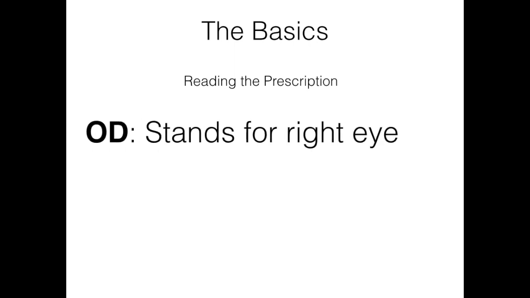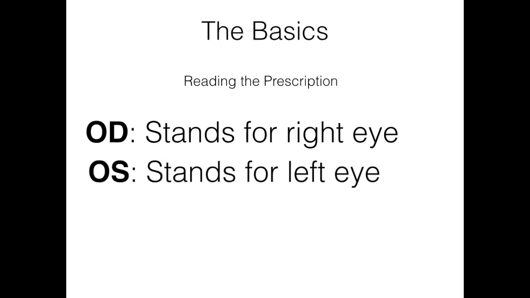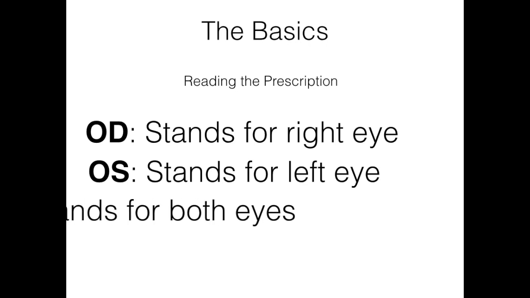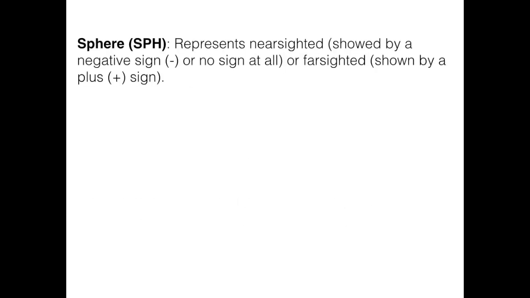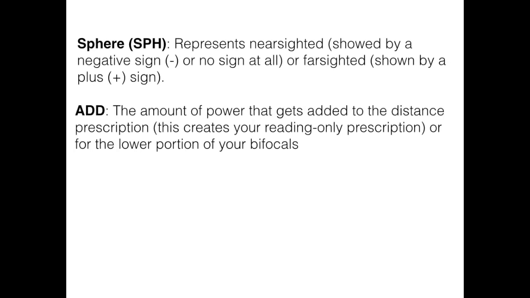OD stands for right eye, OS stands for left eye, OU stands for both eyes. Next, we move on to sphere, represented by SPH. That stands for nearsighted, represented by a negative sign or no sign at all, or it represents farsighted, which is represented by a plus sign.